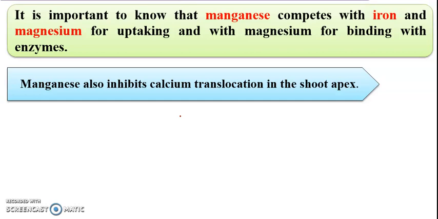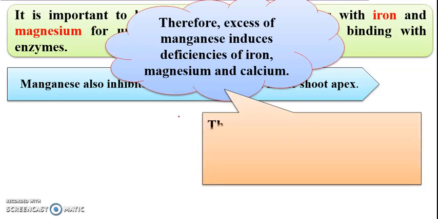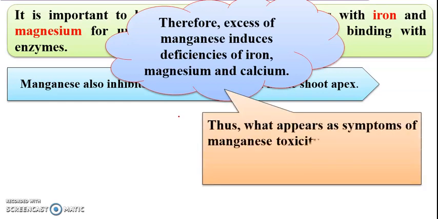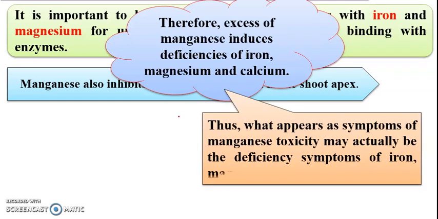So the symptoms we see can be symptoms of deficiency of calcium and magnesium instead of excess manganese. Therefore, excess manganese induces deficiency of iron, magnesium and calcium, which appears to be the symptoms of toxicity. What we consider as manganese toxicity symptoms are actually symptoms of the deficiency of iron, magnesium and calcium created due to the excess of manganese.